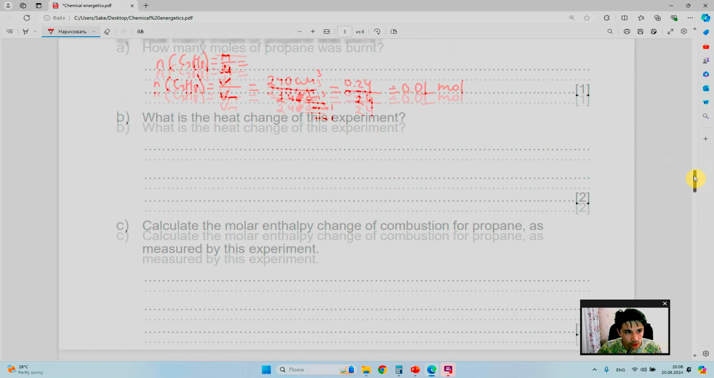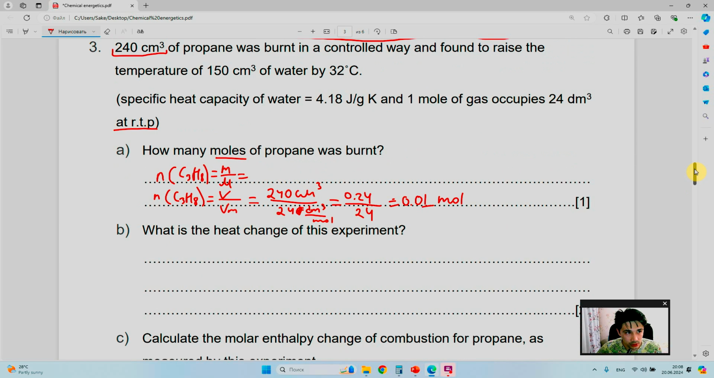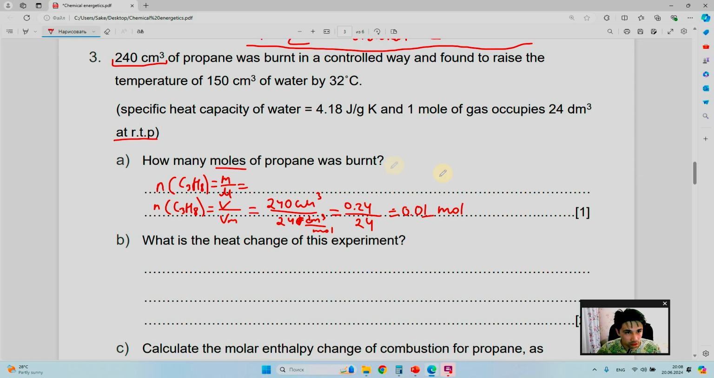Next question: what is the heat change of these experiments? So we need some values above. For the heat exchange of this experiment, you can calculate the heat of any reaction in calorimetry using that very famous formula, where C is the specific heat capacity of the substance that you're heating. So we're heating water, so it's given as 4.18 joules per gram per Kelvin.